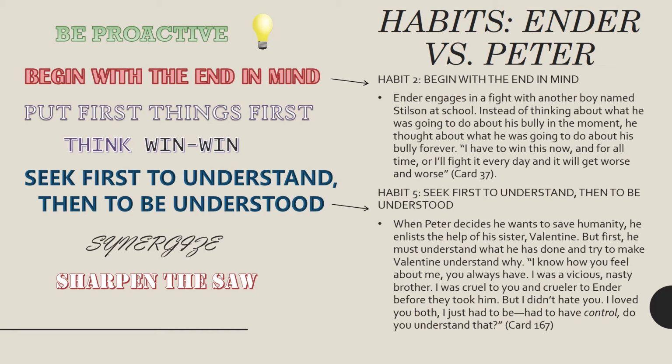"I know how you feel about me. You always have," Peter said. "I was a vicious, nasty brother. I was cruel to you and crueler to Ender before they took him. But I didn't hate you. I loved you both. I just had to have control. Do you understand that?"